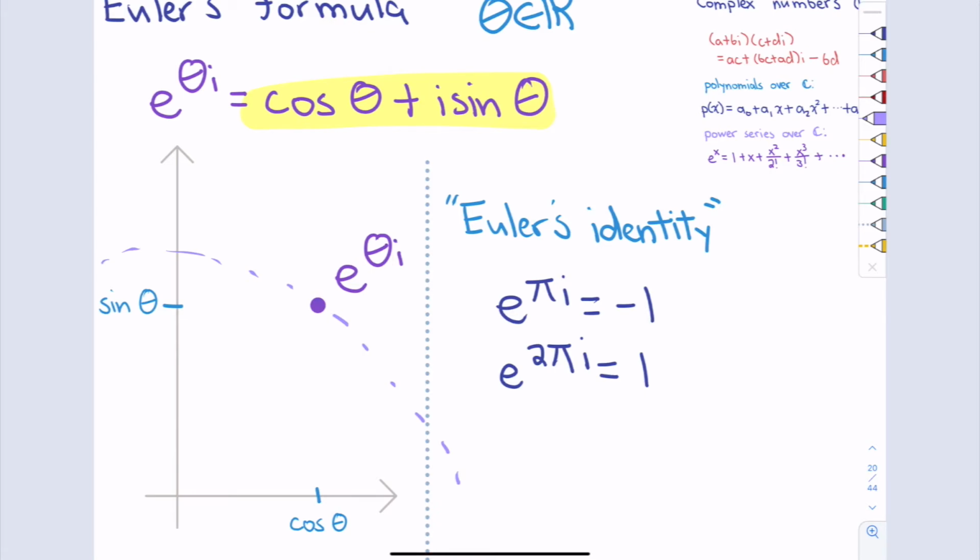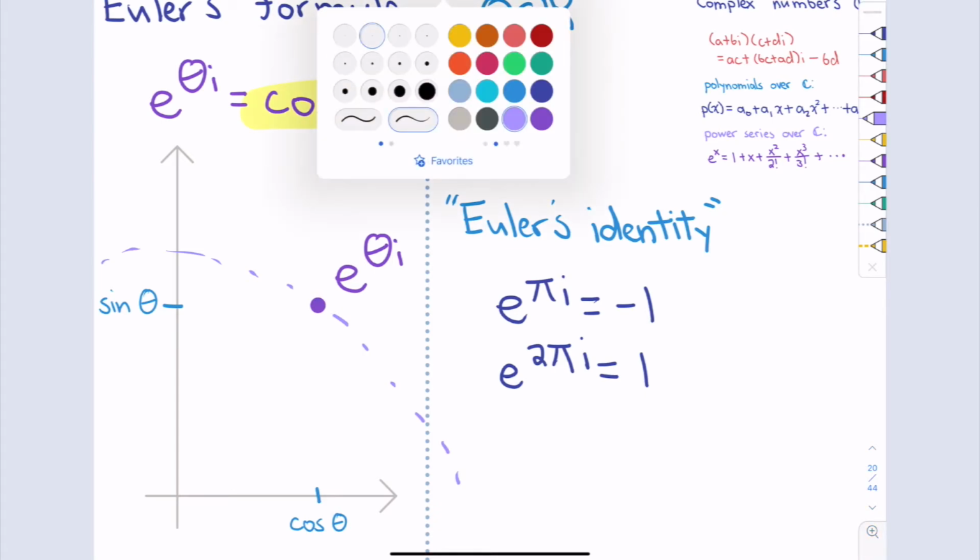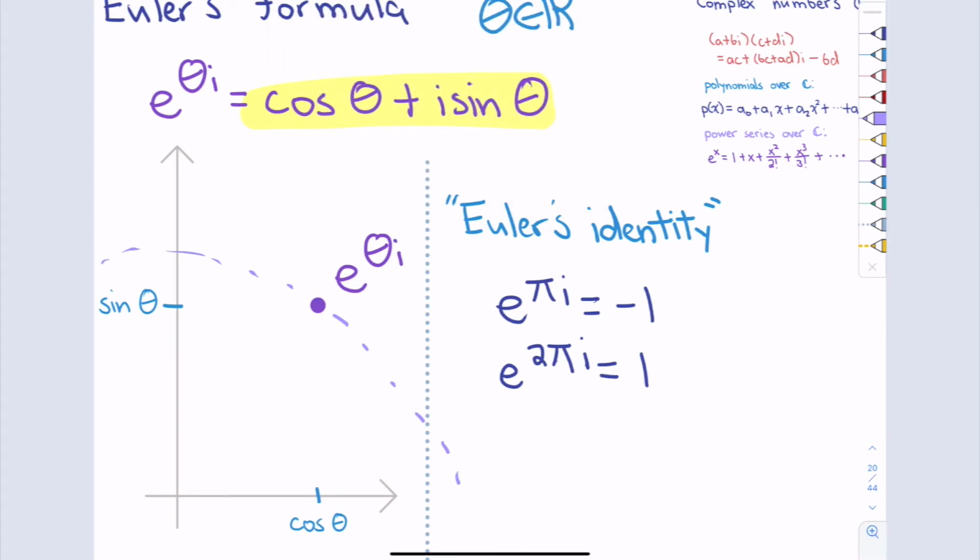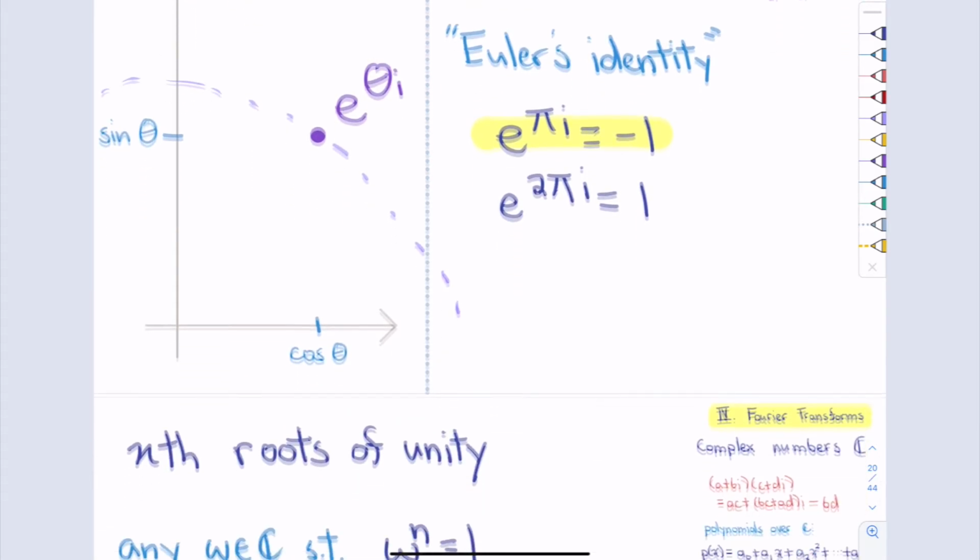But you get a couple nice identities. That means that pi represents half a circle, 2 pi represents one whole circle. So in particular, e to the pi i is a half circle, which gets us to -1. And e to the 2 pi i will get you all the way around and back to 1. We'll need these as facts.